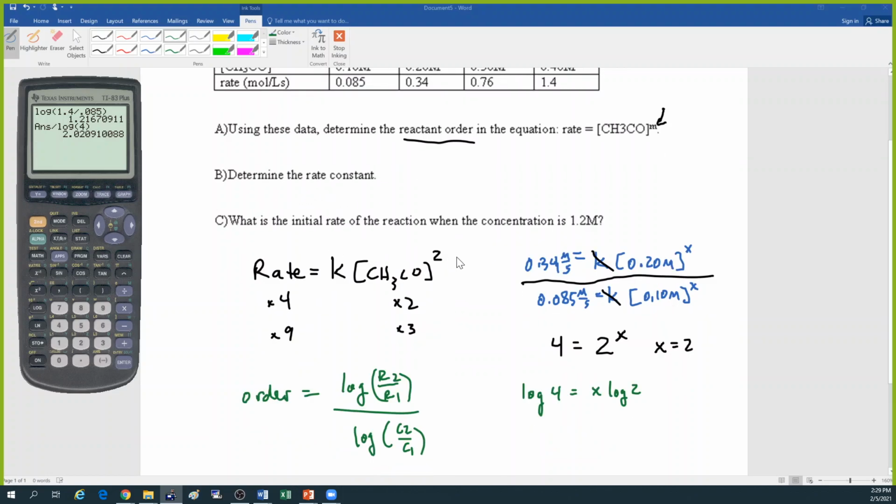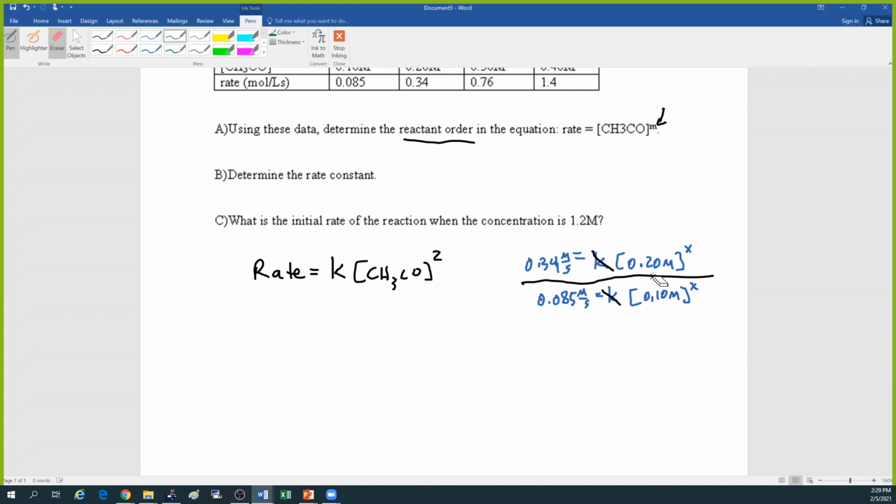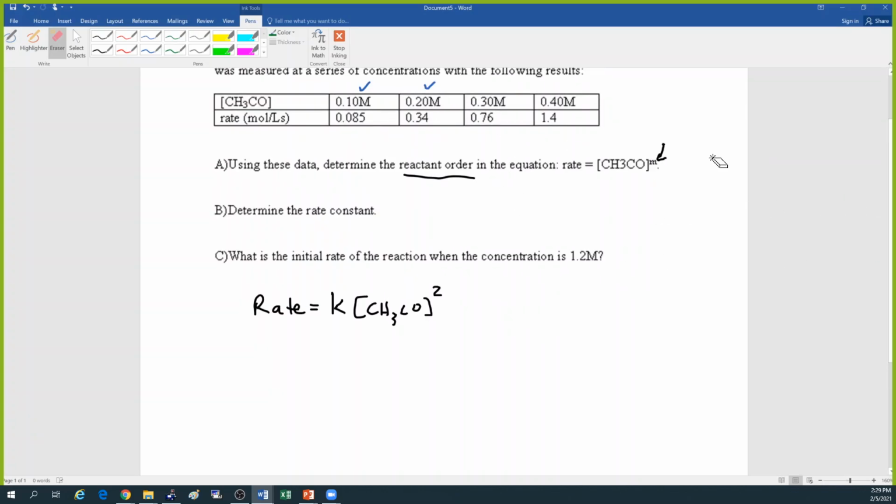The next part of this question asks us to find the rate constant. How do we do that? Well, again, in theory, the rate constant is a constant. So no matter which set of data I pick, I should be able to solve and find k, because now I know the order. And if I pick any set of these data points and plug them in, I can solve for k, again being careful with my units. So let's just pick the first experiment. It doesn't matter which one I pick.